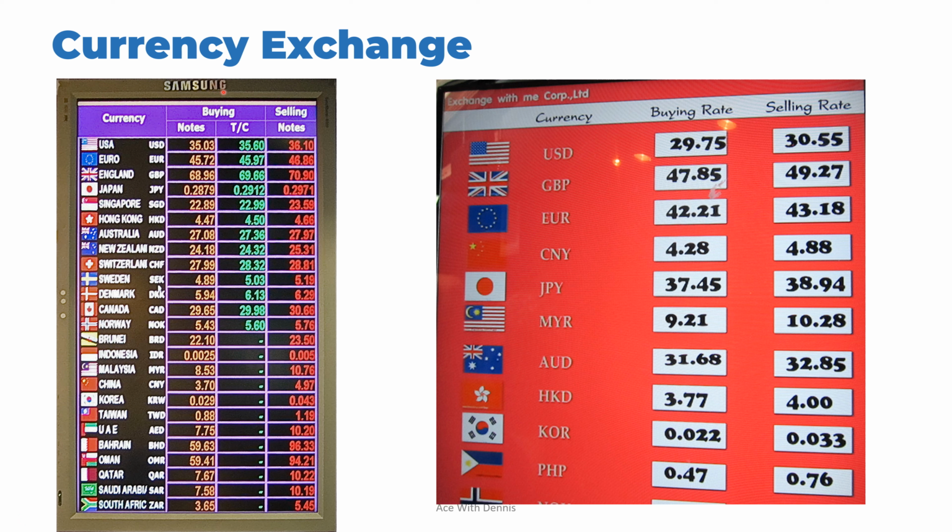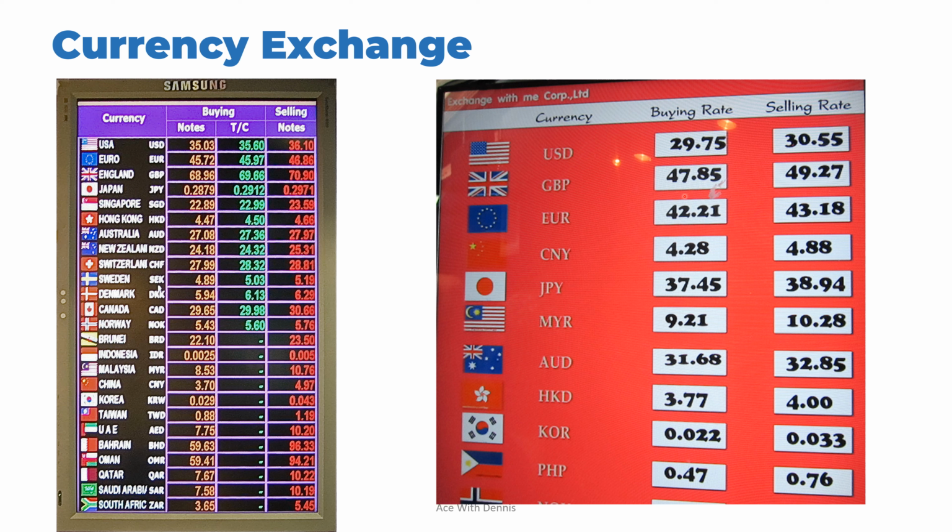Okay, basically they will show you three columns. The first column will be the currency for each country. So there are many countries here, right? Followed by the second column will be buying and then selling, right? So this is an example here, right? We have the currency from different countries, we have the buying rate and selling rates.